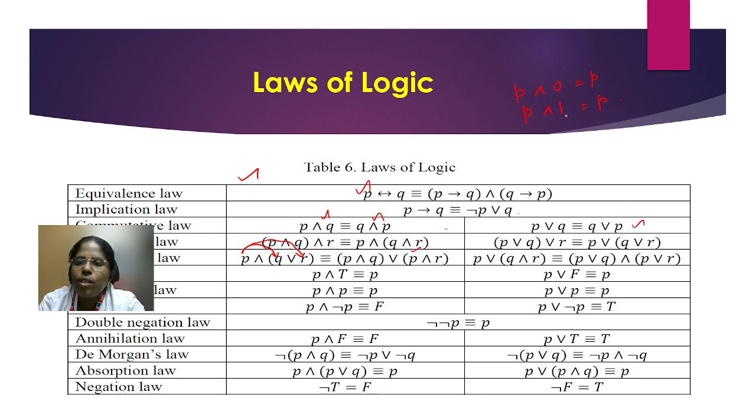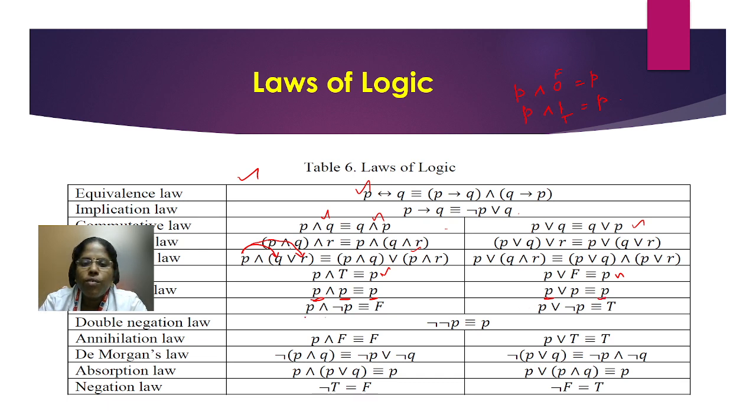Okay, that's the meaning of that. So 0 means false, 1 means true. So that's why you are getting both the one as P. And idempotent law, if both the one are same, you will have P here. Okay, for and also for or.